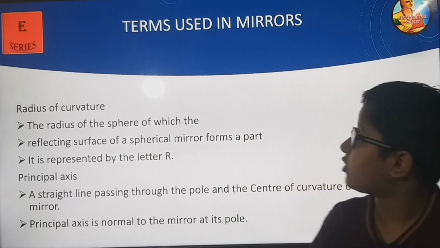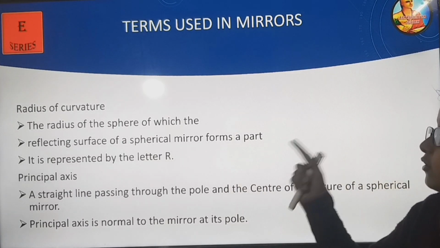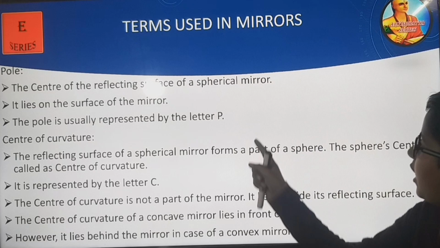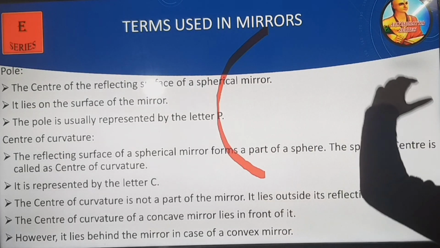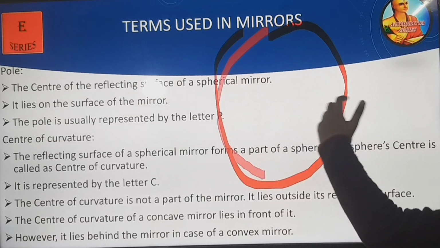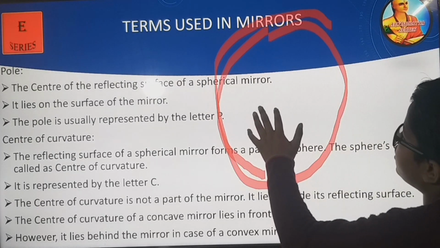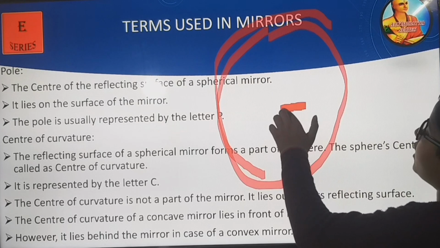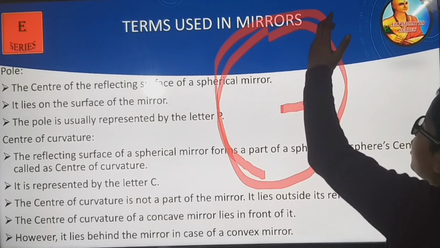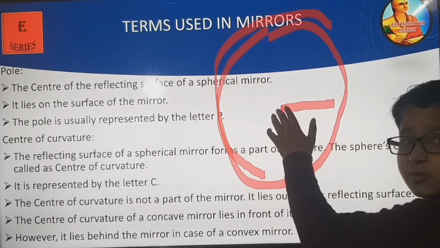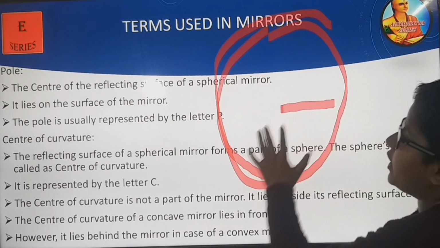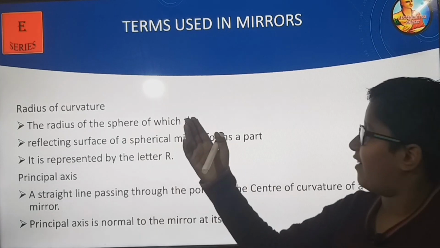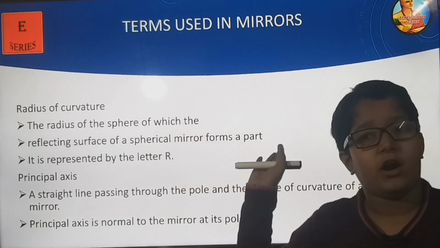Radius of curvature: the radius of the sphere of which the reflecting surface of a spherical mirror forms a part. As I have already told you, here I will make a circle. From the center of curvature, which is approximately here, the distance to the circumference at any point is the radius. So suppose this is a mirror, then the distance from the center of curvature to the pole is known as the radius of curvature. It is represented by the letter R.